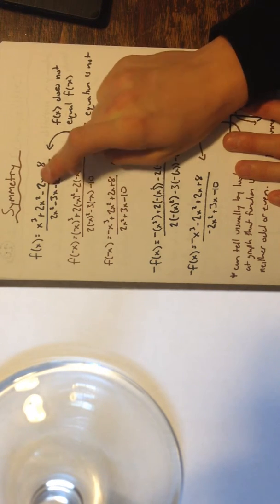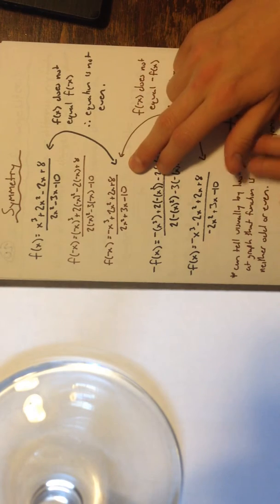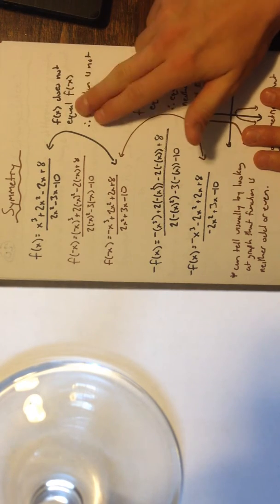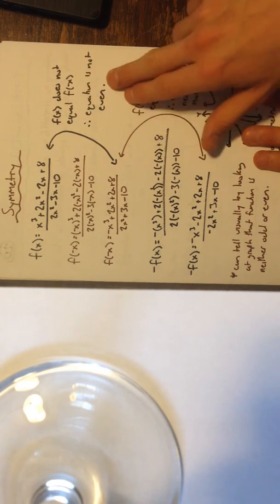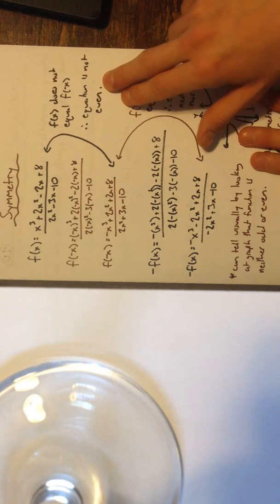That is, there's a difference, and therefore we can already tell before going any further that f of x does not equal f of negative x. Therefore the equation is not even.